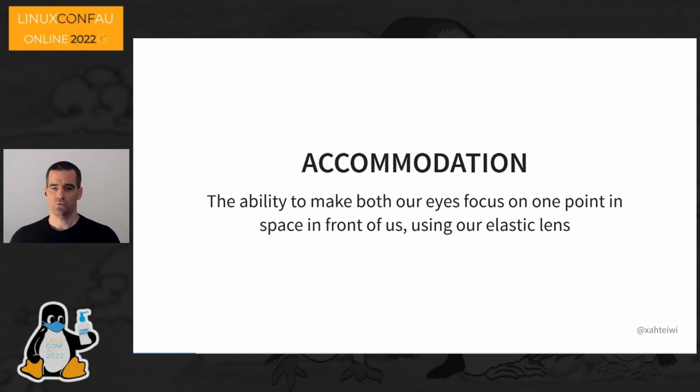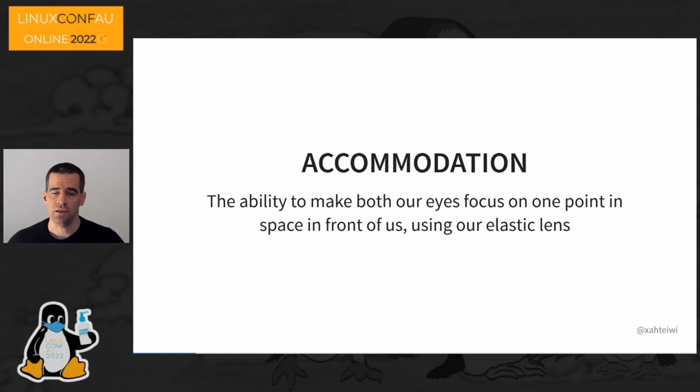And the second thing that we need is accommodation. Vergence gives us the ability to point both our eyes at one point in space. And the other thing that we need for depth of vision is accommodation, which is the ability to either stretch or to relax the elastic lens in our eye, so the thing that sits right behind our pupil, and do that in such a way that there's a specific point in space or a specific plane in front of us that produces a sharp image on our retina in the back of the eye.